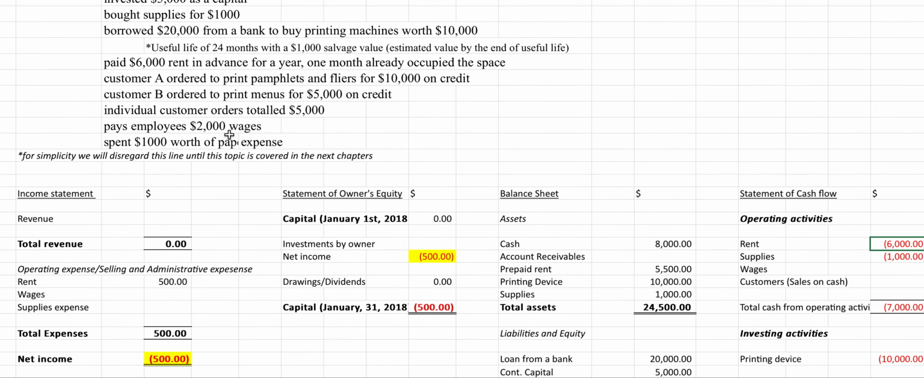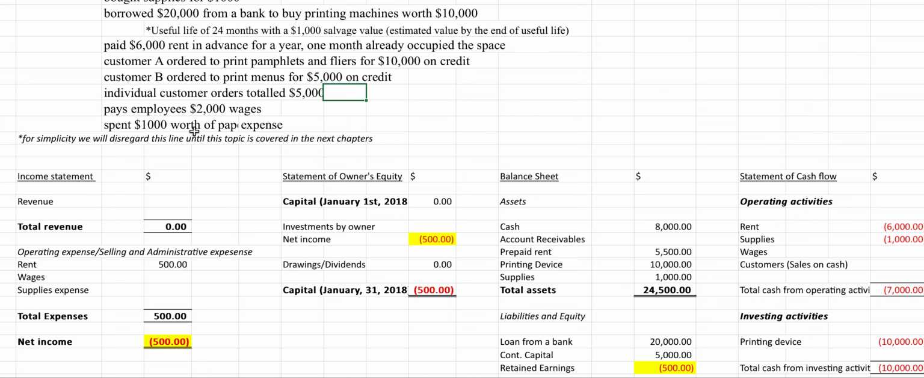The next transaction is customer A, meaning we had a customer who ordered us to print pamphlets and flyers for 10,000 on credit. We assume, of course, that we have completed the job, and so we're going to recognize 10,000 in revenue. And so if the revenue is recognized, we record it in the income statement, $10,000.